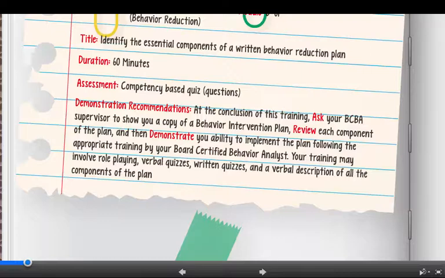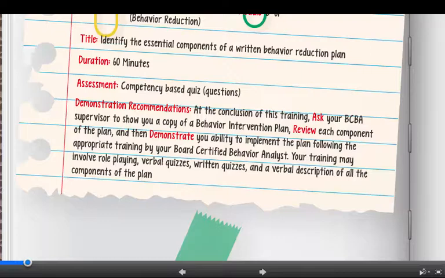So you'll want to take one of the plans that your BCBA supervisor has developed, preferably for an individual that you'll actually be working with, and read through that plan to make sure you have a good grasp of what the requirements are. Next, I recommend that you review each component of the plan that the BCBA has included in their behavior intervention model, and then demonstrate your ability to implement the plan following the appropriate training by your board-certified behavior analyst.